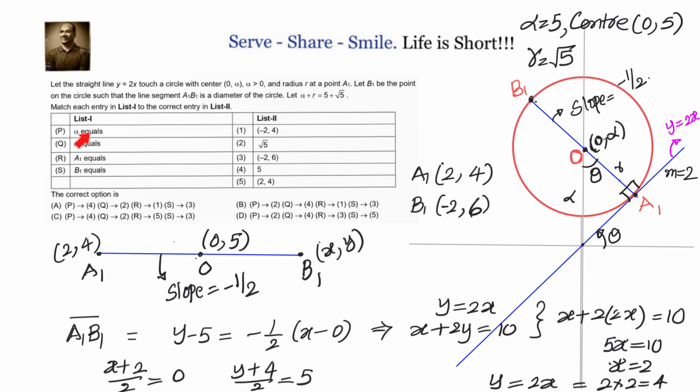So now which one is the correct option? Alpha equals 5, r equals root 5, A1 equals (2, 4) and B1 equals (-2, 6). The option where we have all these correct is option C: P4, Q2, R5 and S3. Option C is the correct option.